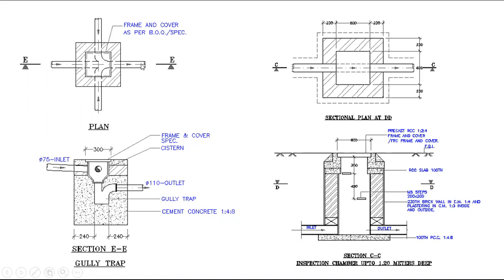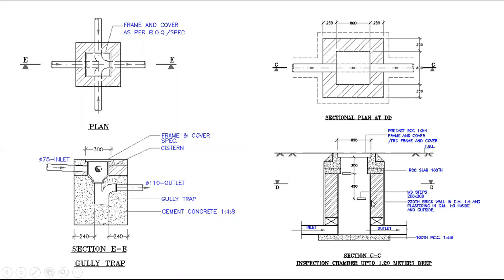After the gully trap, this pipe will go into the inspection chamber. After the inspection chamber, this pipe will go into the main sewer manhole. For the inspection chamber, you can give up to 1.2 meter depth only, with a 600 mm square size. As I told, you can take the thumb rule of 2D: 2 into 600 gives 1200 mm. So up to 1200 mm you can use this inspection chamber.